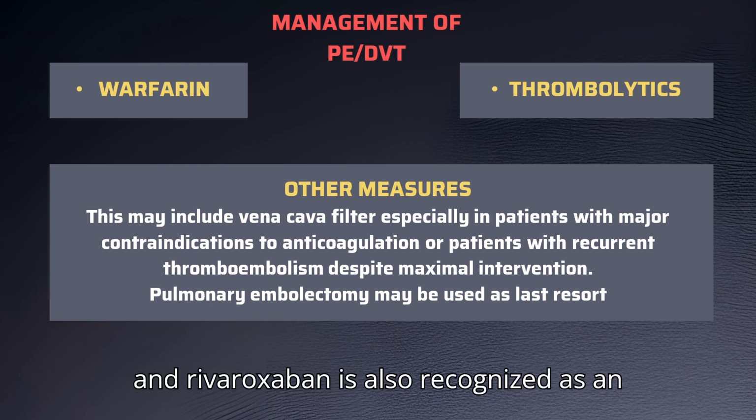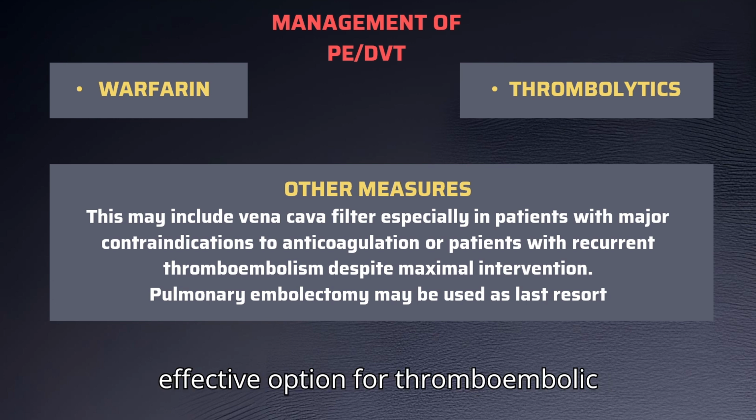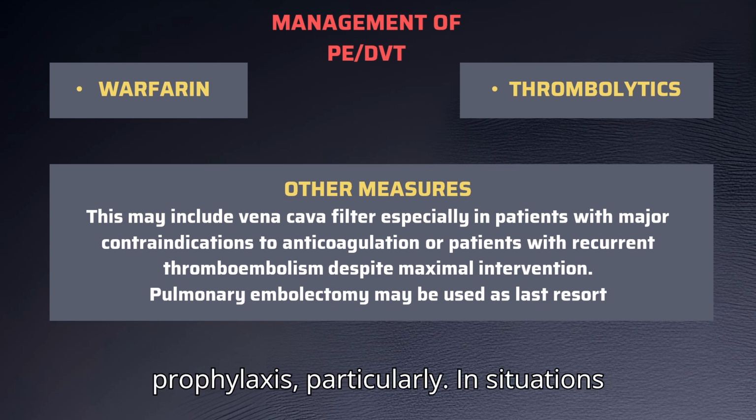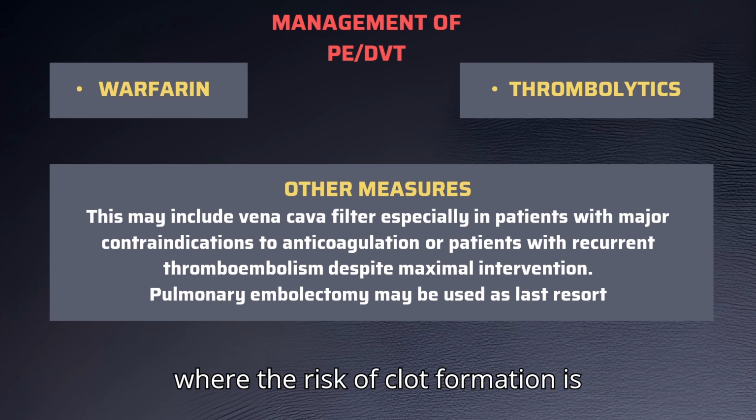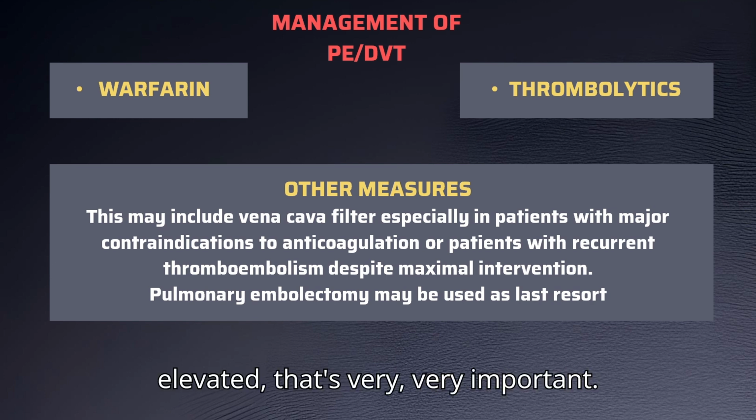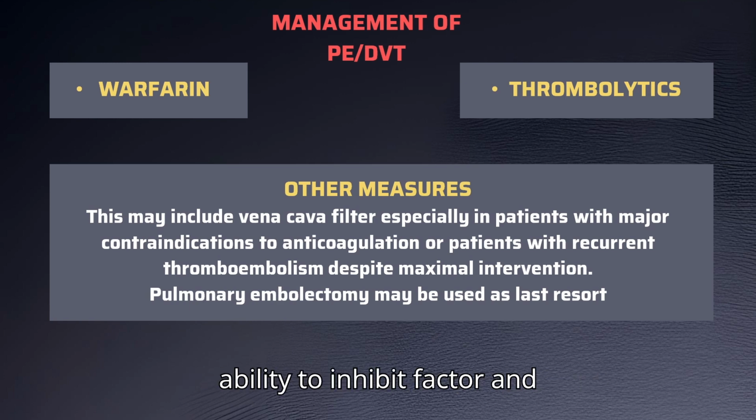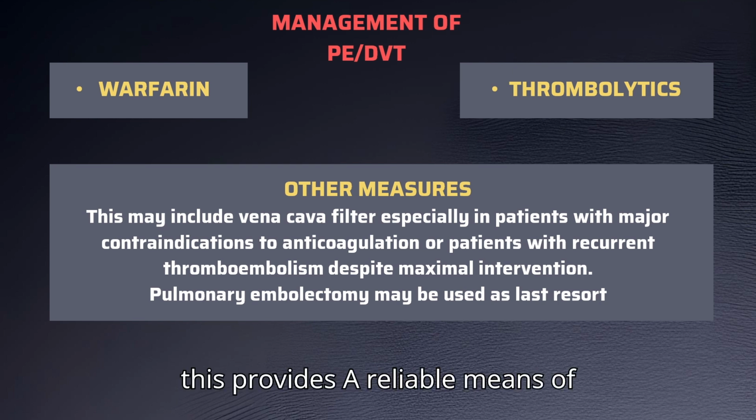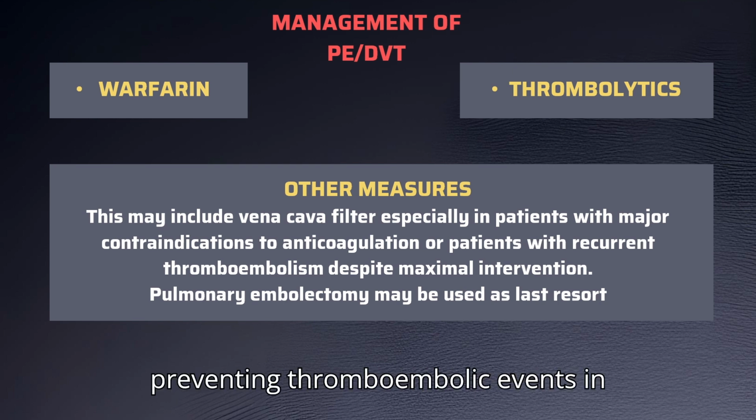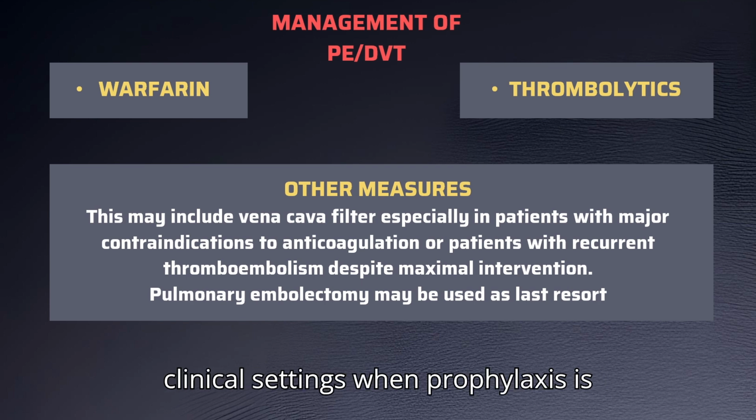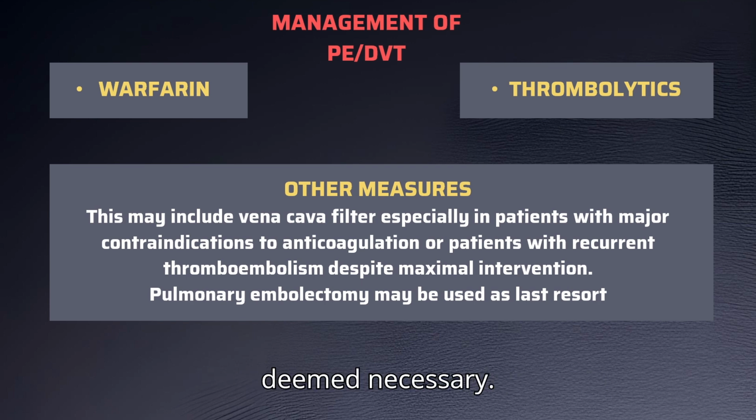And rivaroxaban is also recognized as an effective option for thromboembolic prophylaxis, particularly in situations where the risk of clot formation is elevated. That's very, very important. And also, rivaroxaban, this is due to its ability to inhibit factor 10A, and this provides a reliable means of preventing thromboembolic events in clinical settings when prophylaxis is deemed necessary.